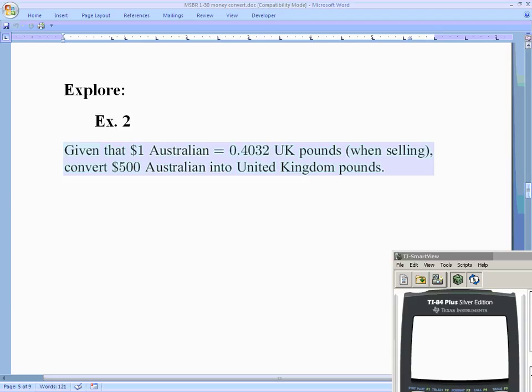Given that 1 Australian dollar equals 0.4032 UK pounds, convert Australian dollars into United Kingdom pounds. So once again, I'm taking the two things that they tell me are equal, and I'm making those into a single ratio. I've got 1 Australian dollar over 0.4032 pounds. So I'm putting dollars on the top and I'm putting the UK pounds on the bottom. So I just need to be consistent in the next part here.